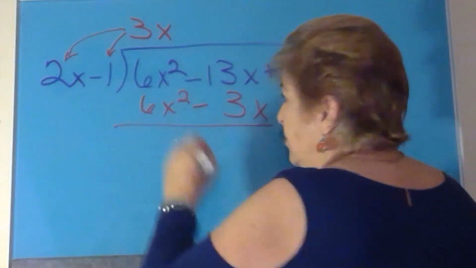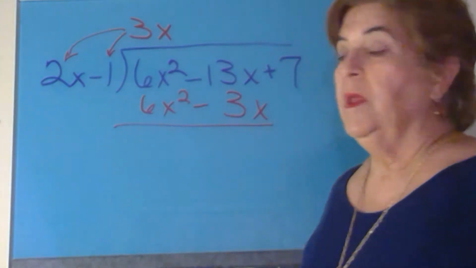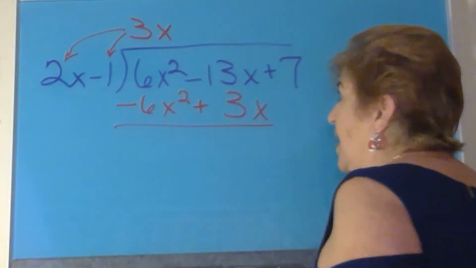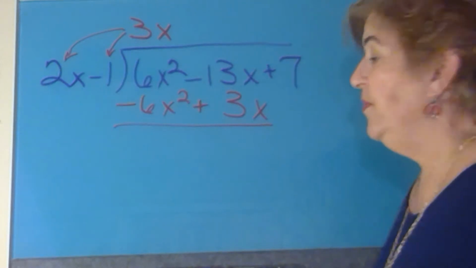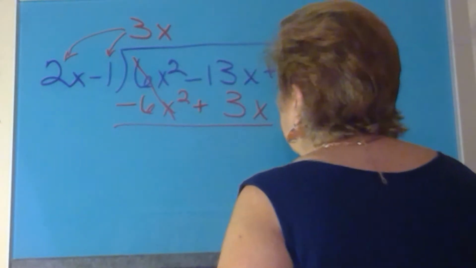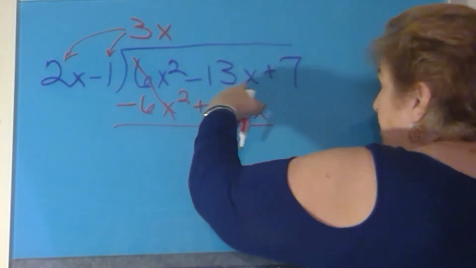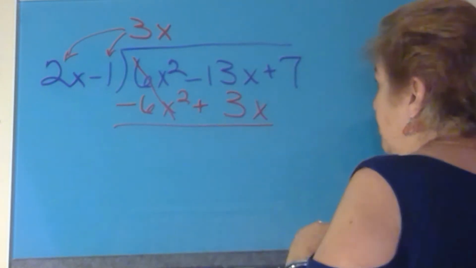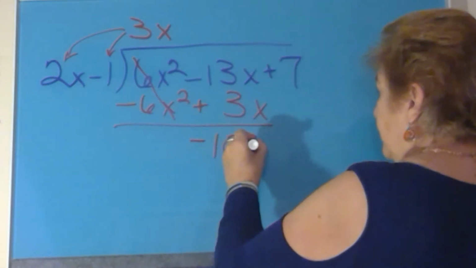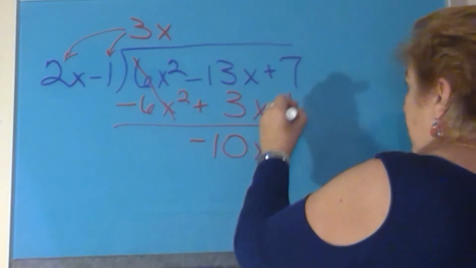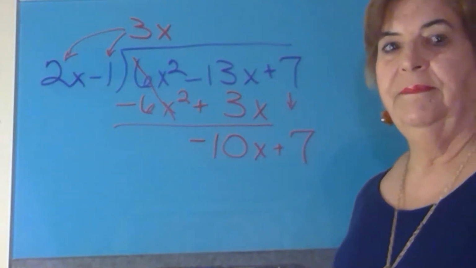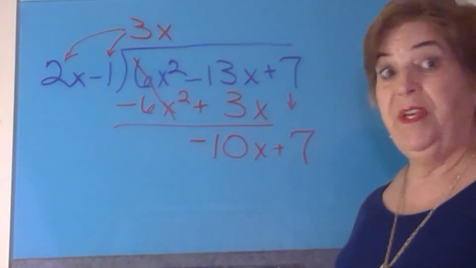Now, because you have to subtract those, you can go through and change the signs. That becomes a minus, that becomes a plus, and now you can add them. And the 6x squared subtract out, and you're left with a minus 13x plus 3x. That gives me a minus 10x. And bring down the plus 7. We're almost there.